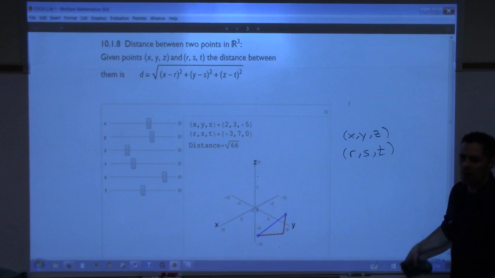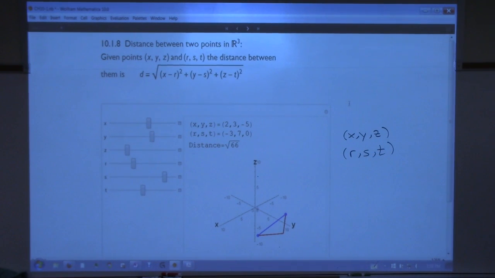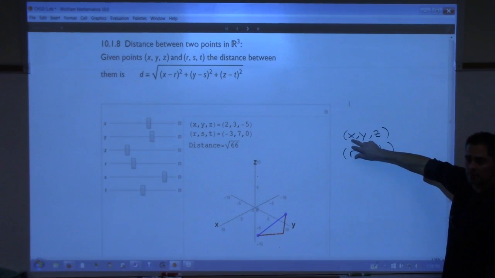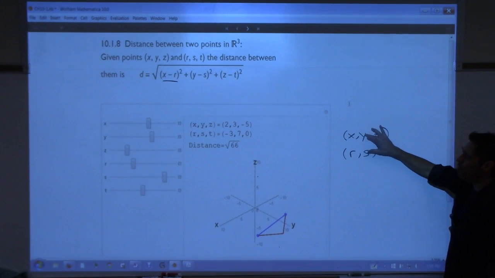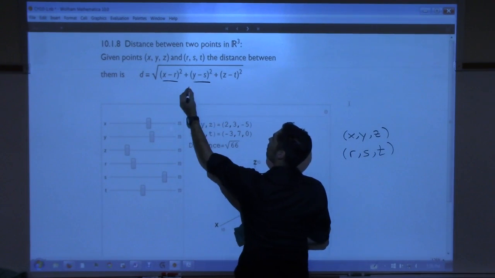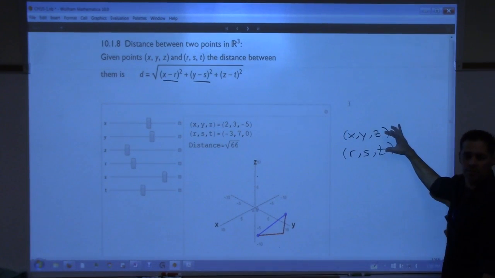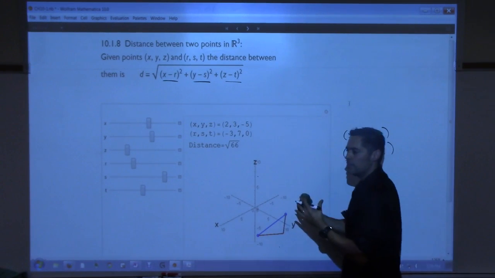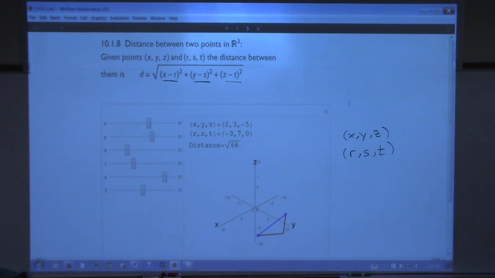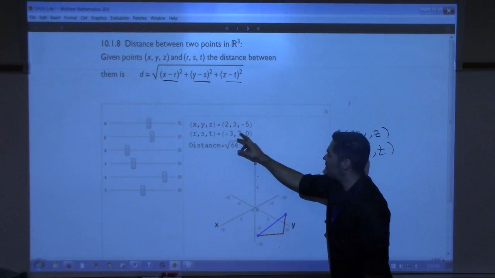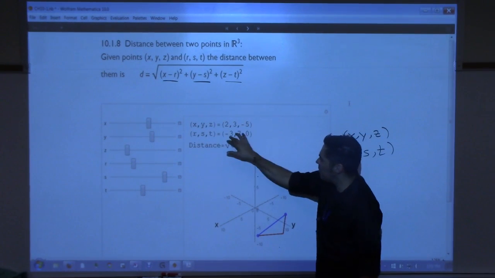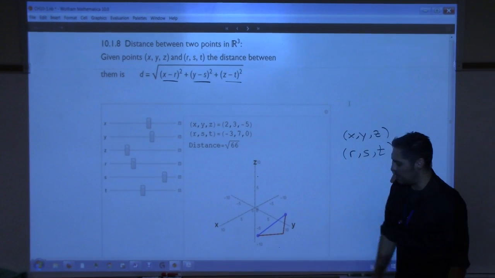Does that formula kind of fall in line with what you already knew about distance formulas for 2 points in 2D? It's the difference between the x coordinates, squared, plus the difference between the y coordinates, squared, plus the difference between the z coordinates, squared. Add those all up, take the square root, that's the distance. So this animation allows you to just go through and change your x values and your first point's values and your second point, and then the computer will automatically calculate the distance.